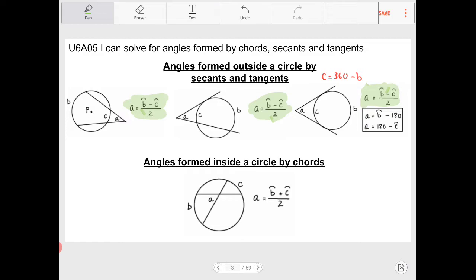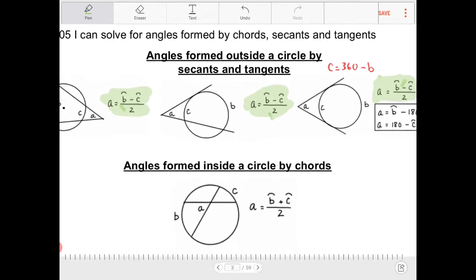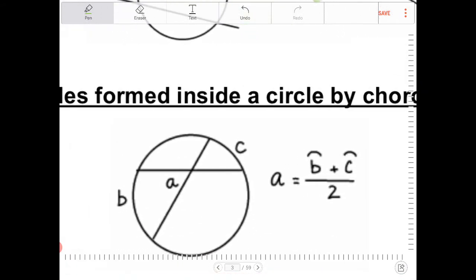All right, and then the second concept: if we have chords intersecting, as it turns out, the angle formed by the two chords will be the average of the intercepted arcs. So it will be angle A equals arc B plus arc C divided by 2.